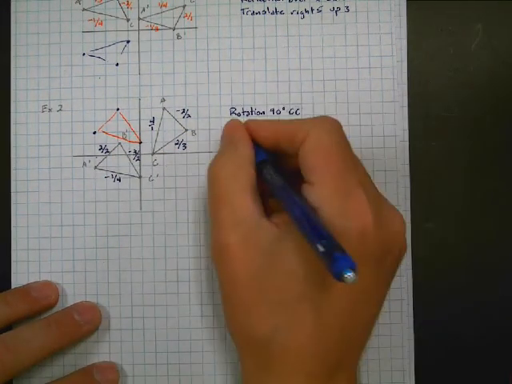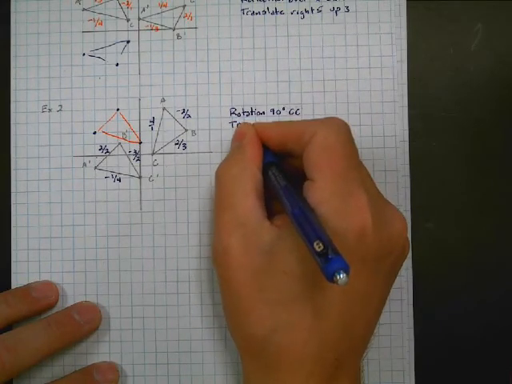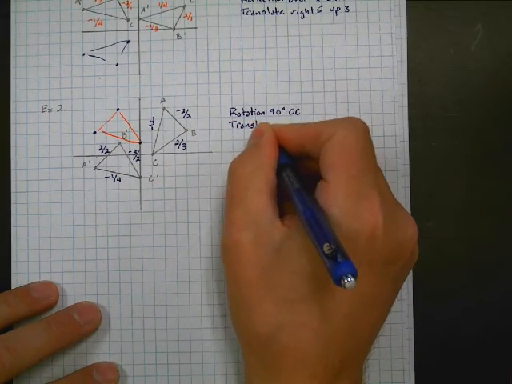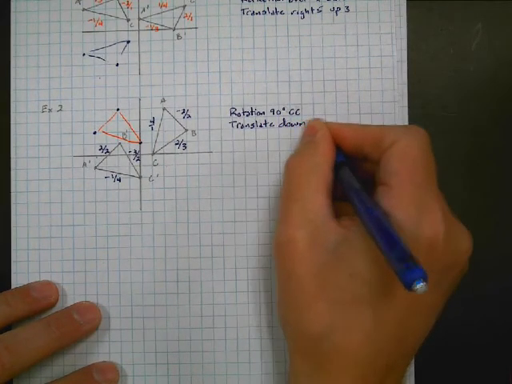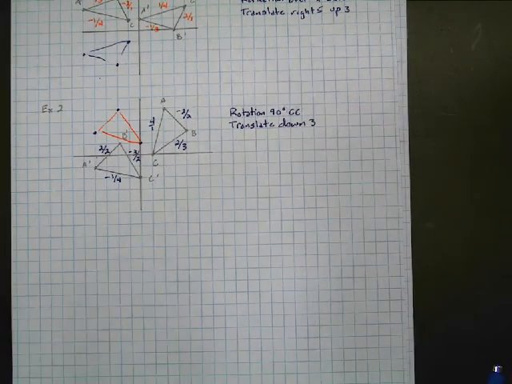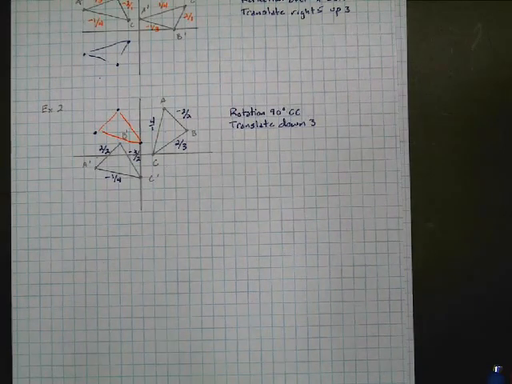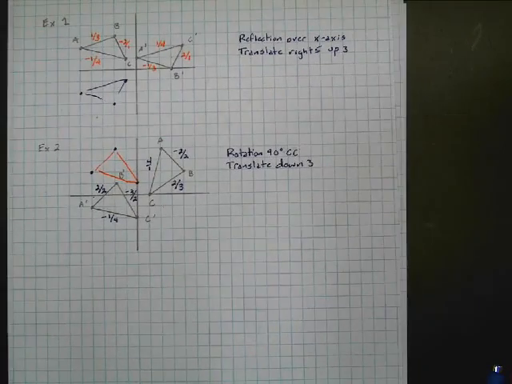So my last step is to say translate down 3 units. We're just down 3. And now the two triangles are on top of each other. I've proven that they're congruent by transformation.